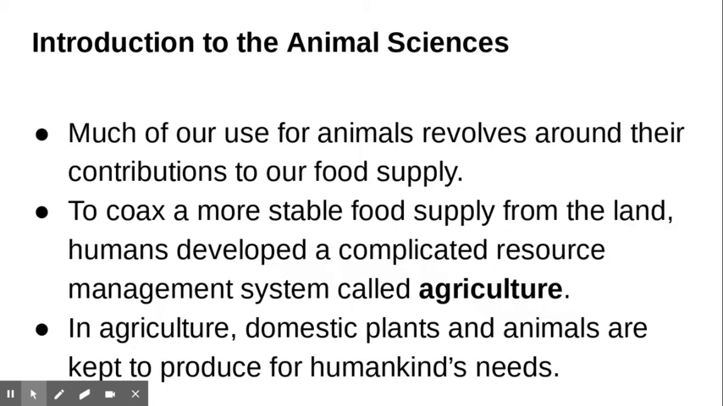Much of our uses for animals revolves around their contributions to our food supply. Take just a moment and think about all the things that you eat and where they come from. To coax a more stable food supply from the land, humans have developed a complicated resource management system called agriculture. Now, agriculture includes both domestic plants and animals, and we study agriculture because we want to know how to better the production of plants and animals for our needs.